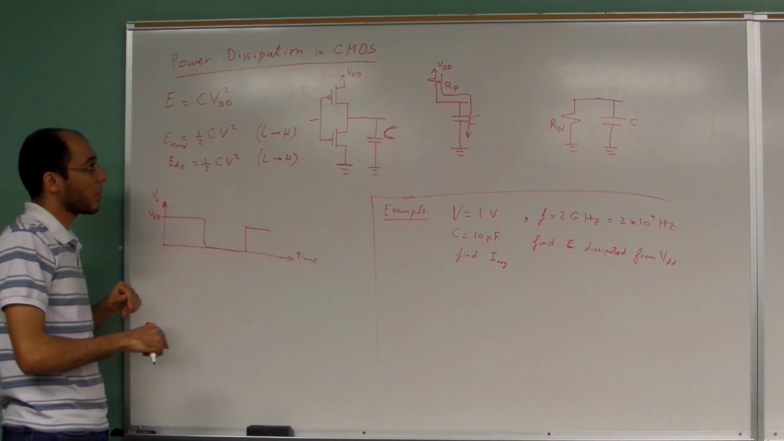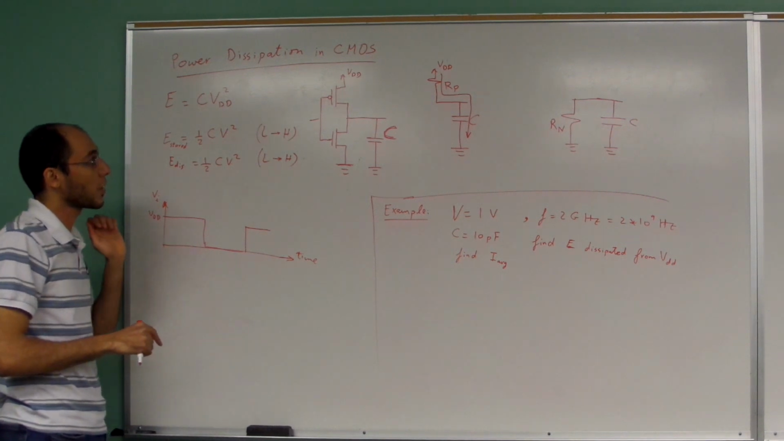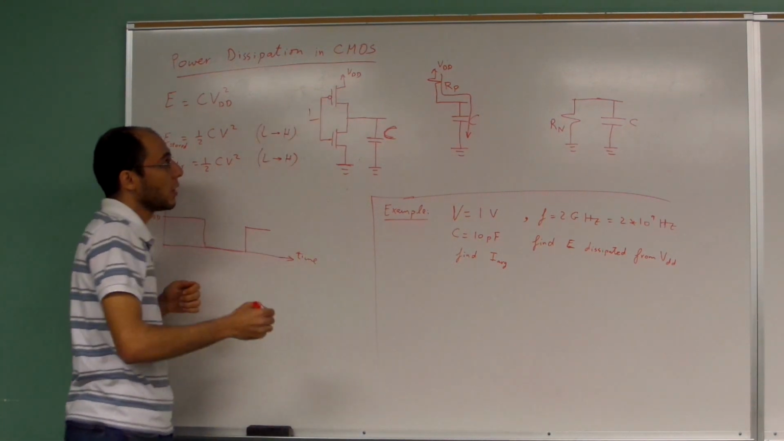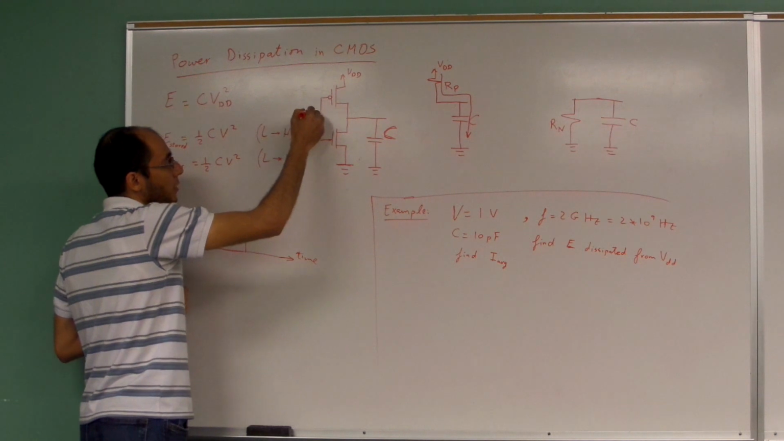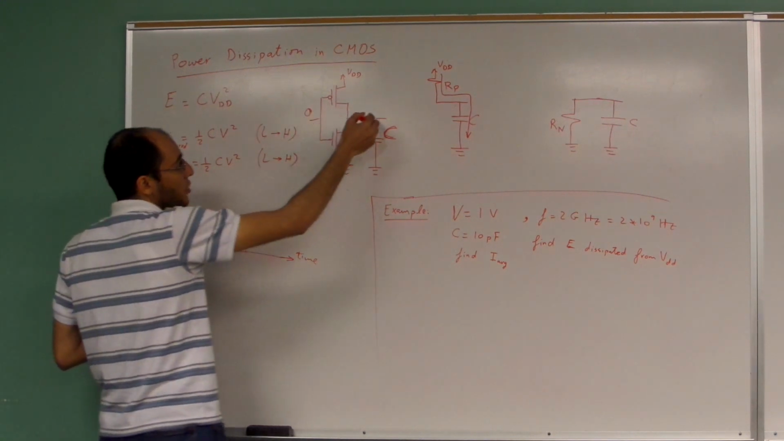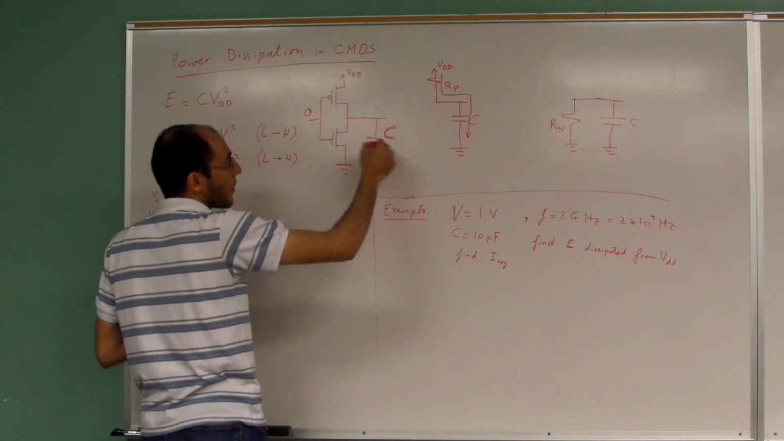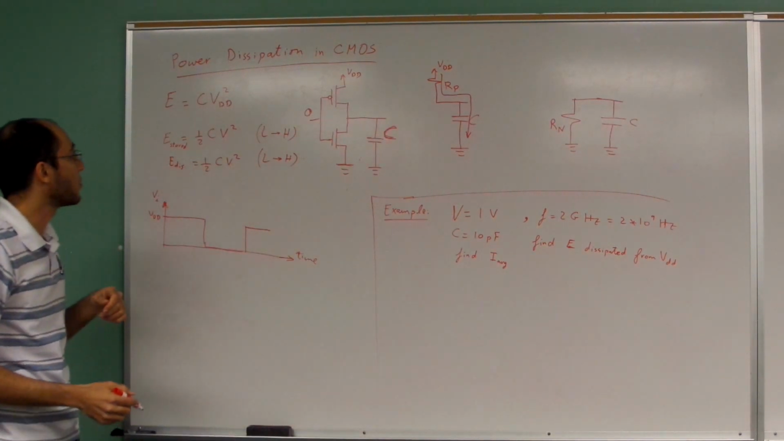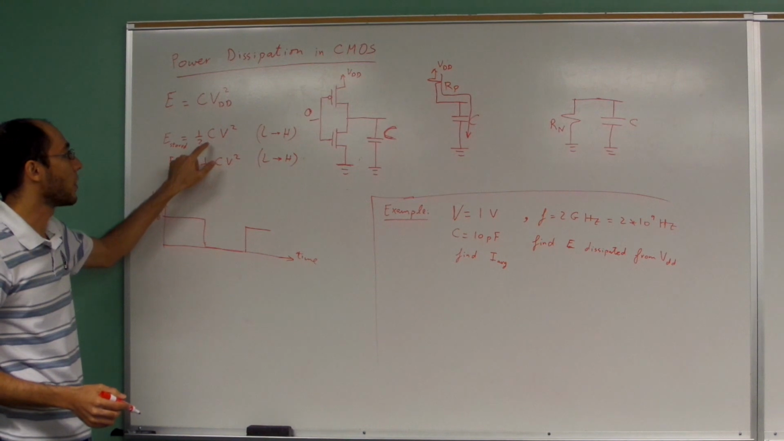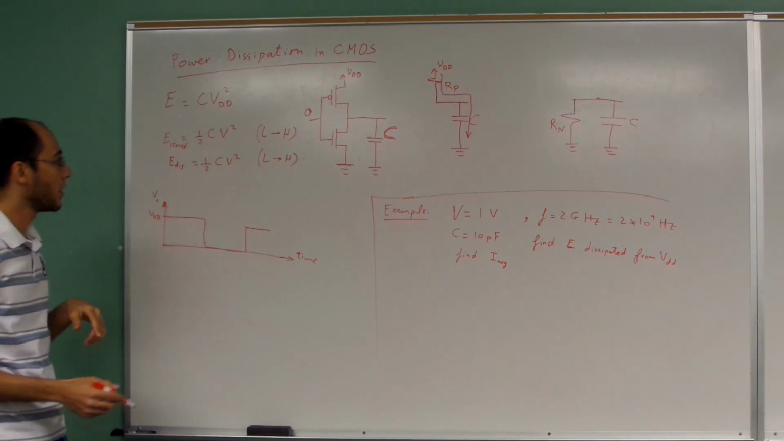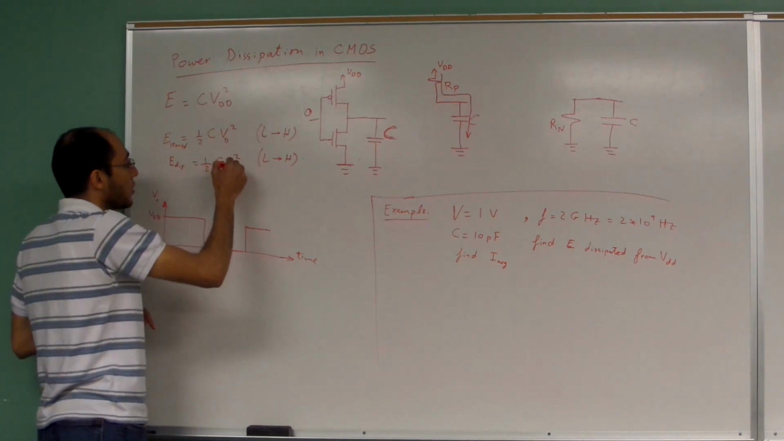So if you give a logic 1 here to the capacitor, and a logic 0 here, you expect to see a logic 1 here. And when this settles down, you end up with an amount of energy stored equal to half of C multiplied by VDD squared.